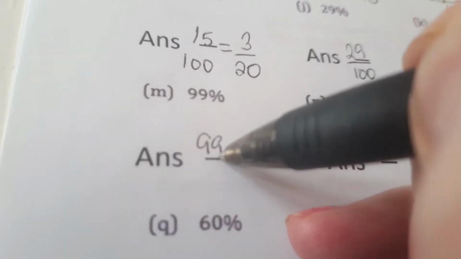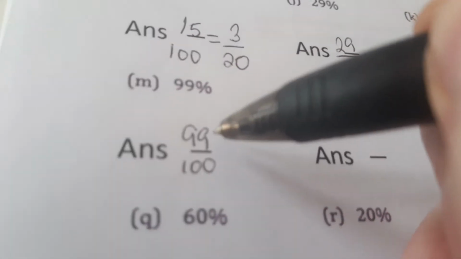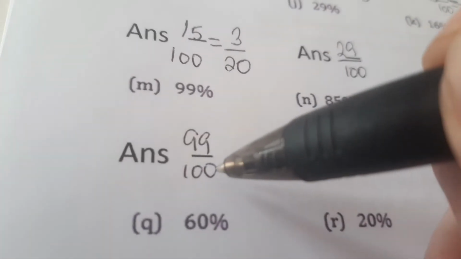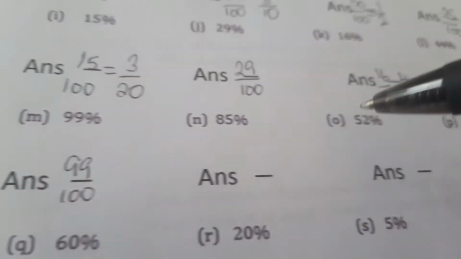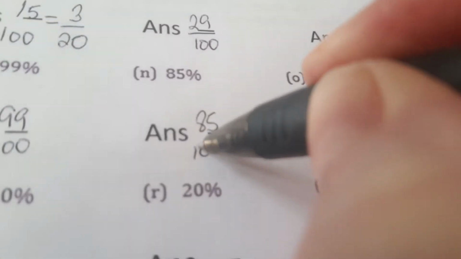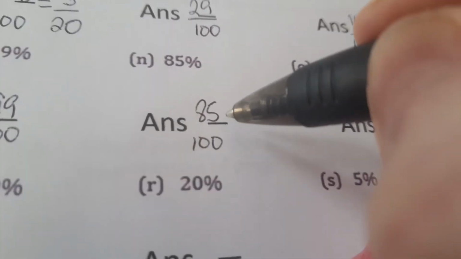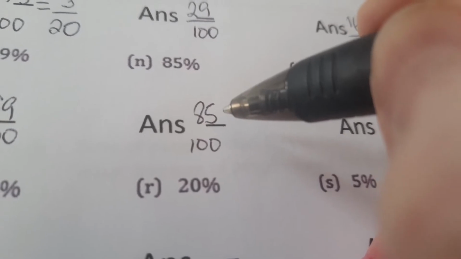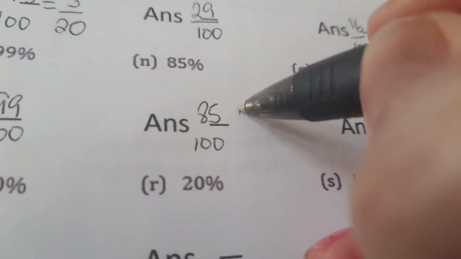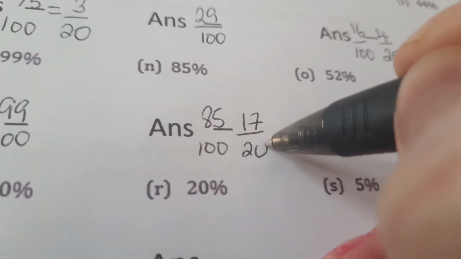99 over 100. Nothing will go in. Well, 9 goes into 99, but 9 doesn't go into 100, so you can't use 9. 85. So because they end in a 5 and a 0, 5 goes in. 5 into 85, and you might want to use your calculator, and that's okay. Goes 17 times. 5 into 100 goes 20 times.